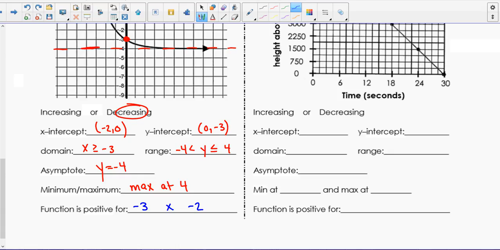I'm talking about my x values. At negative 3, I'm above, so equal to. At negative 2, I'm not above, so just less than. Okay, so a lot of compound inequalities.